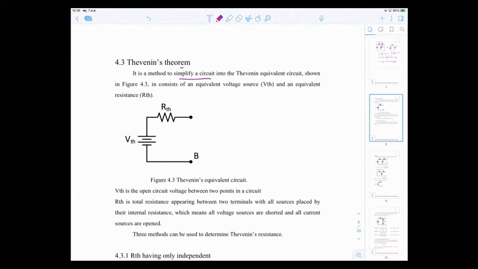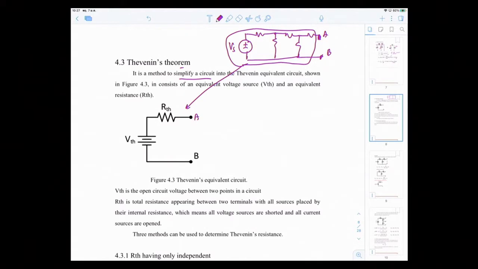You have a very complicated circuit. For example, you may have a circuit that looks like this, something like this. Many resistors, maybe many sources also, and this is terminal AB. You can use Thevenin's theorem to simplify this whole thing, represented with only two elements.